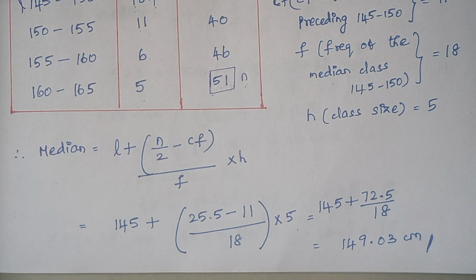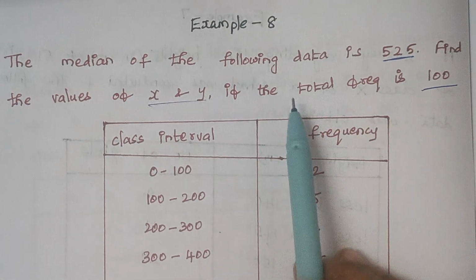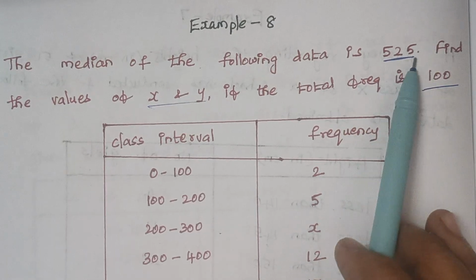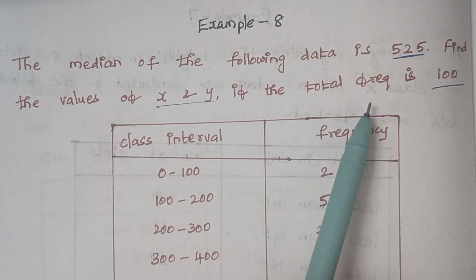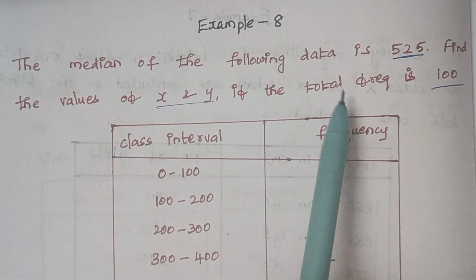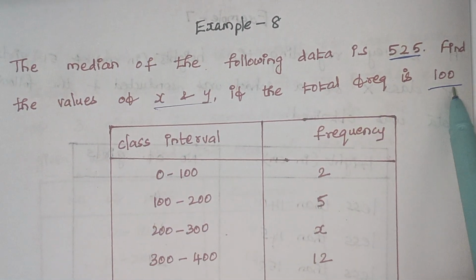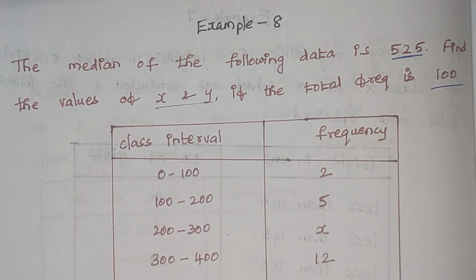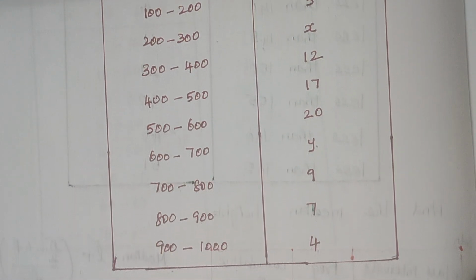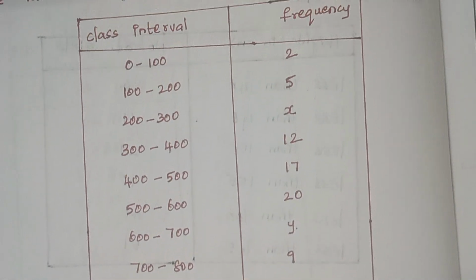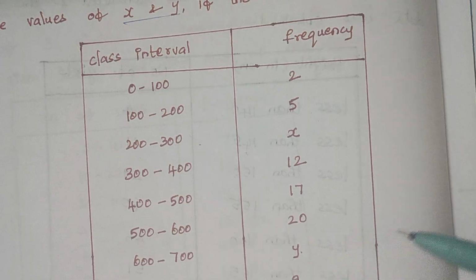Right. So that's all for this problem. We will continue with example 8. The problem is: the median of the following data is 525. Find the values of x and y if the total frequency is 100. So here the median value is given and the total frequency is also given. Here we have to find x and y. So this is the given tabulation.